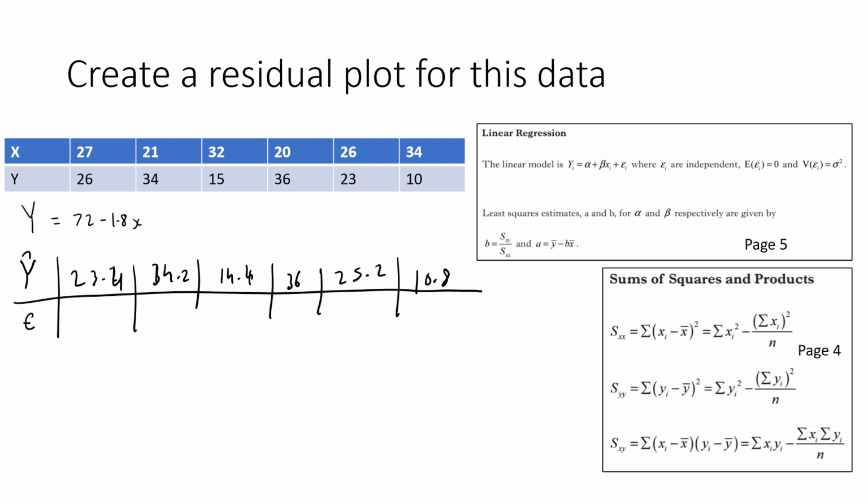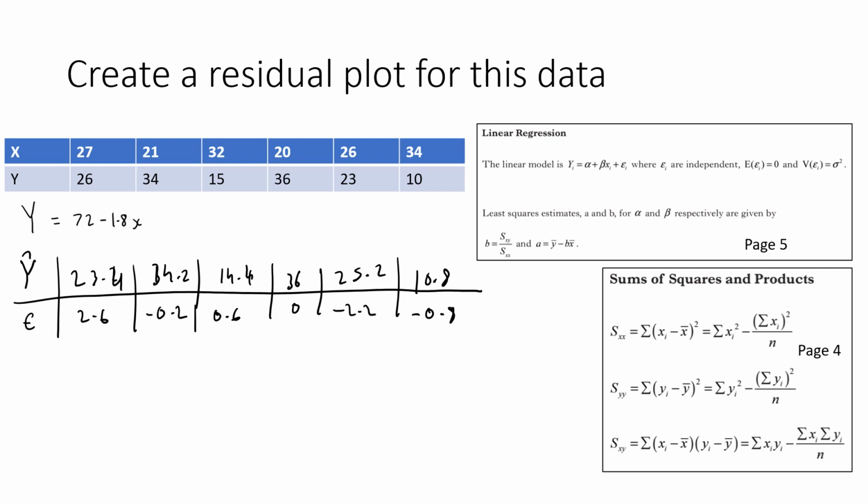So 26 minus 23.4 is 2.6. This is negative 0.2. This is 0.6. This is 0. This is negative 2.2, and this is negative 0.8.